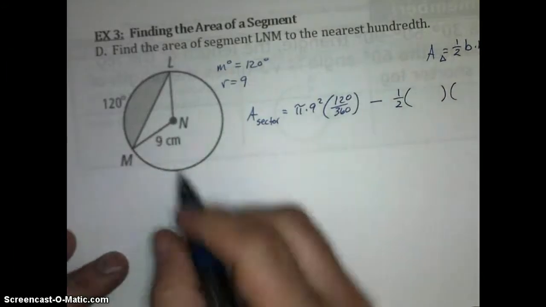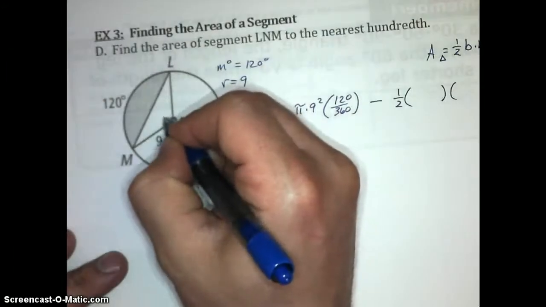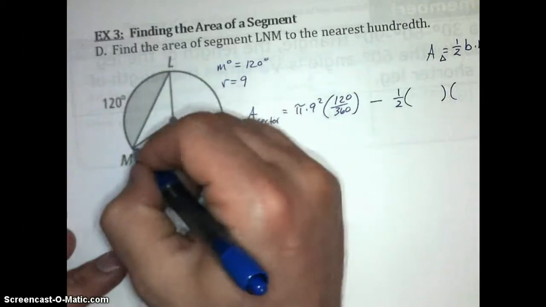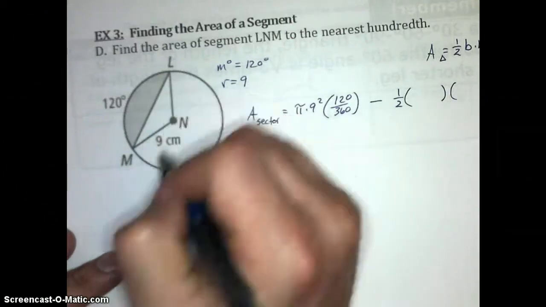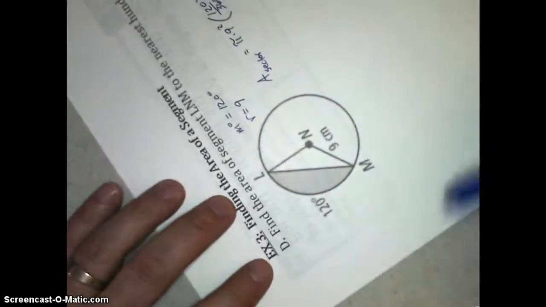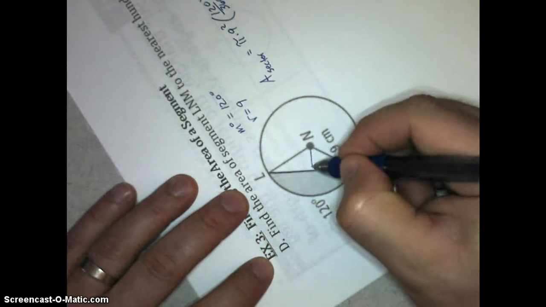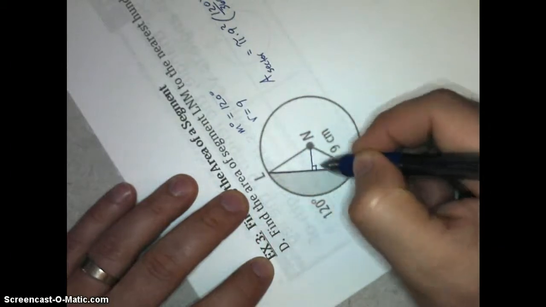Well, we need to find those measurements. This angle is also 120 degrees. So it's not a right triangle, so I can't use the radius as the base and the height. If it was a right triangle, I could do that. What we need to do, and I'll even turn it around so you can see, is think of this as the base, making this the height. So I need to find those two measurements.